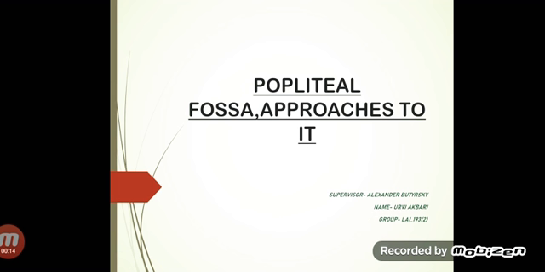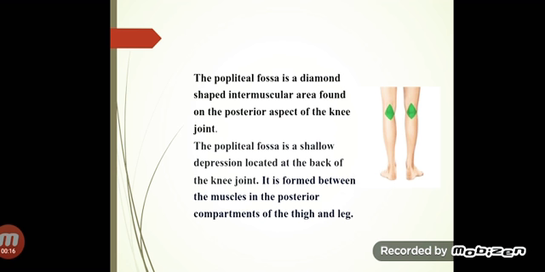Approaches to it. First, about the popliteal fossa. The popliteal fossa is a diamond-shaped intermuscular area found on the posterior aspect of the knee joint. The popliteal fossa is a shallow depression located at the back of the knee joint. It is formed between the muscles in the posterior compartment of the thigh and leg.